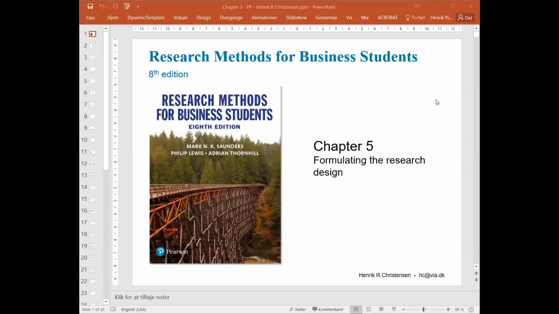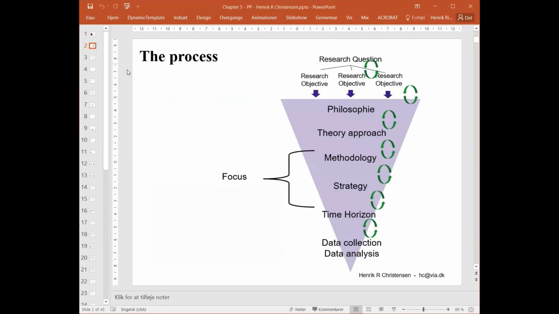Good. Chapter 5, about formulating the research design as such. Let us start by seeing where we are in our process. And right now, we are using this one. We have the questions, objectives, philosophies, theory, approach, and methodology and strategy is our focus at this particular lecture. So this is what we will be focusing at.